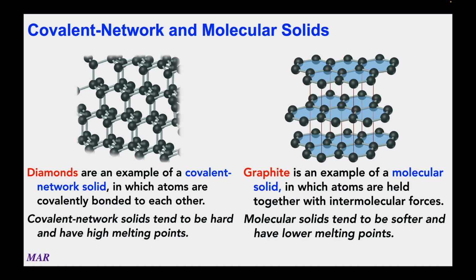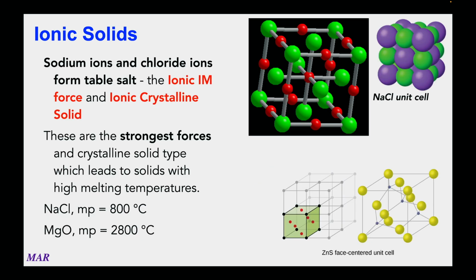On the other hand, you wouldn't want to write with diamonds. That would break through the paper and all kinds of stuff. So the same atoms can have quite different properties. Ionic solids are probably the most interesting. We'll spend a little time talking about them.